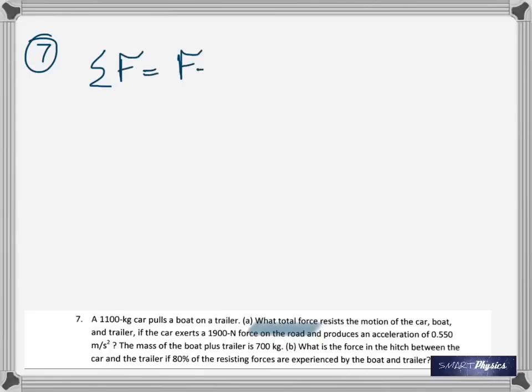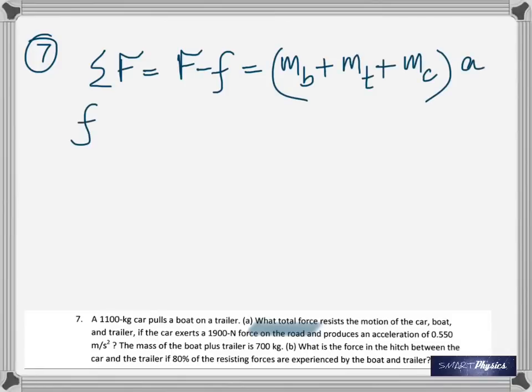Net force is, in this case, the applied force minus friction, which is equal to mass of the boat plus mass of the trailer plus mass of the car times the acceleration. Now why? Because aren't you asked to find the total force acting on all of them? Correct? So therefore the system of interest is all of them. Are you with me? That's why I had to add all the masses. Looking for the force in all of them.